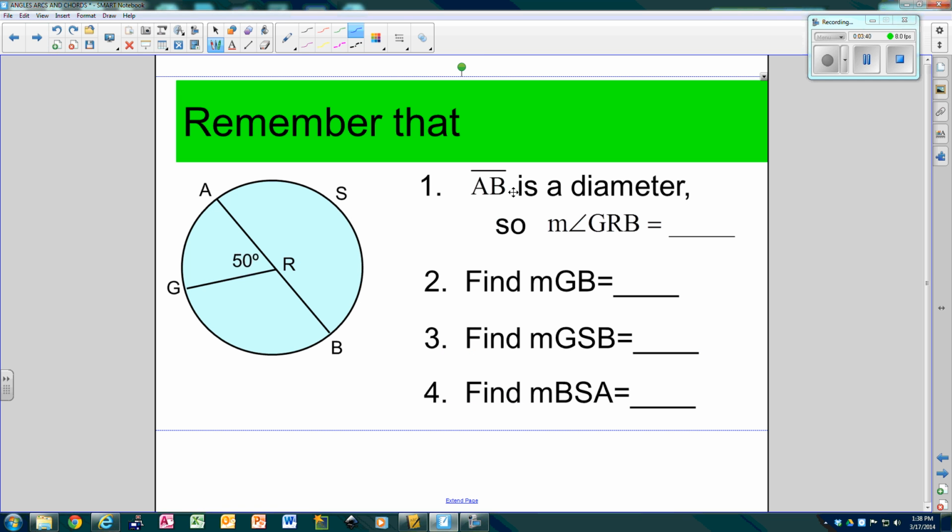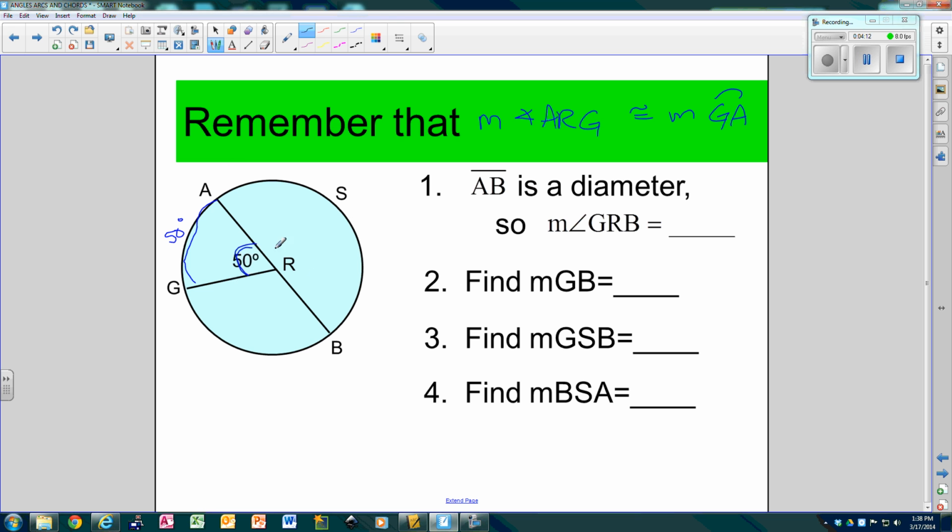Now remember that the measure of angle ARG is congruent to the measure of the arc. Angle ARG is this angle right here. So that means the measure of this arc right here is also 50 degrees.